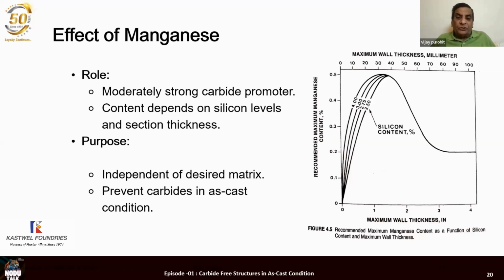Keep the manganese as low as possible. I'll give you one table in another one or two minutes to tell you how much the manganese should be in various section castings. The purpose is that it is independent of the desired matrix and it prevents carbides in the as cast condition. Next slide, please.